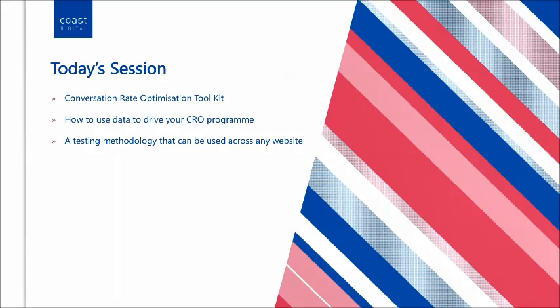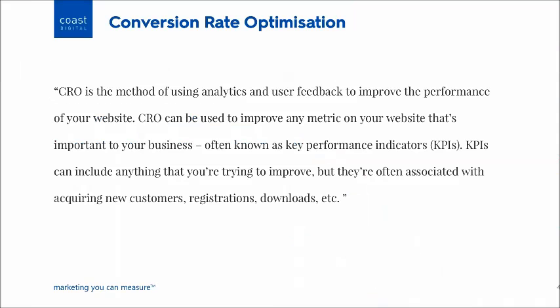So I think a good place to start is to define what conversion rate optimization is. And this can be described as the method of using analytics and user feedback to improve the performance of your website. CRO can be used to improve any metric in your website that's important to your business, often called KPIs that you're trying to improve, but it's often associated with acquiring new customers, registration, downloads, etc. So when done well, the performance of your website should improve, and so should the campaigns that you're running. It should also help negate the need for a new website as you are continually improving the website as it lives.